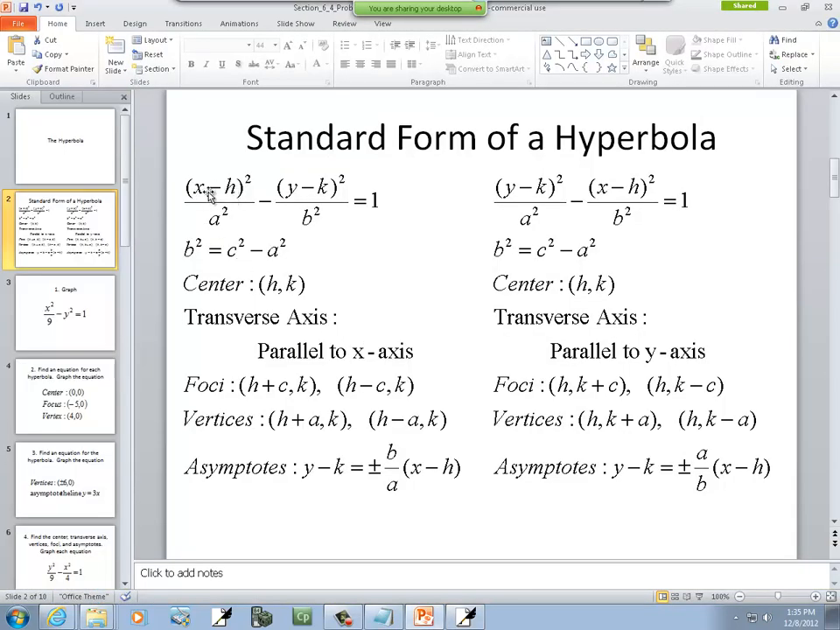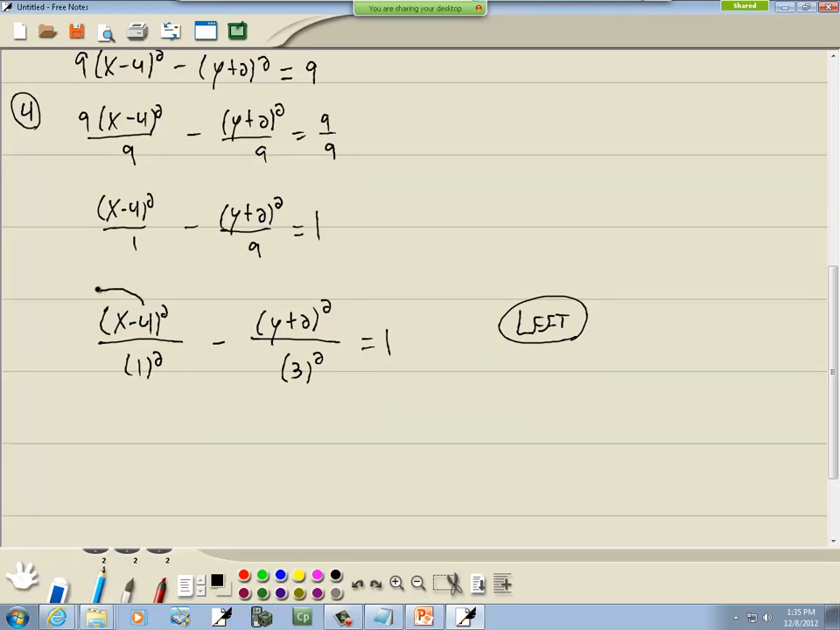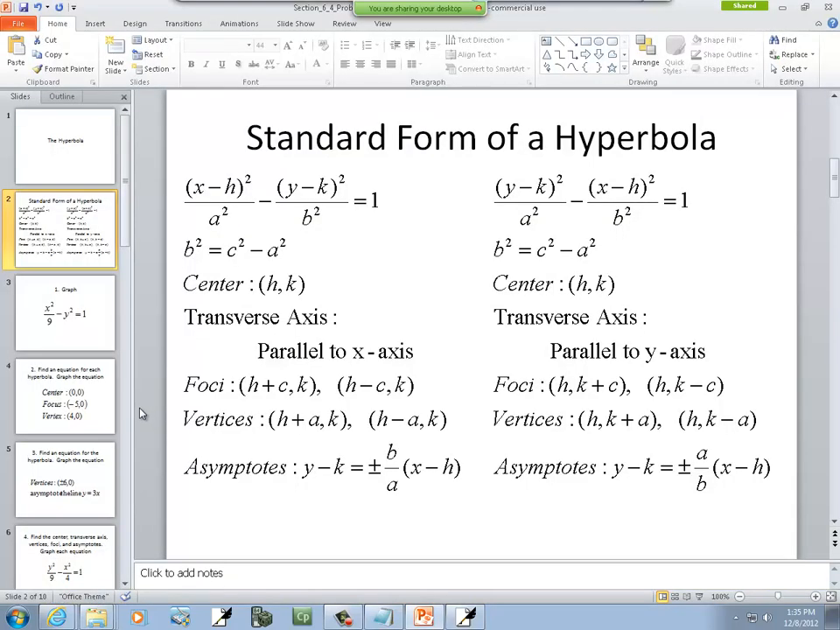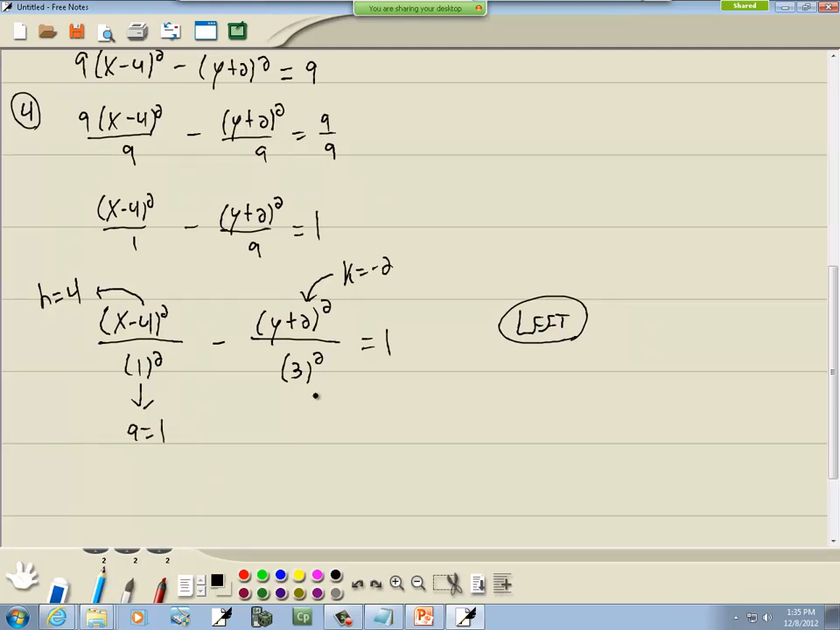And h is what goes with our x. It's opposite sign, so on this one, h would be 4. k is what goes with your y. It's opposite sign, which would be negative 2. This is our a, so a is 1. And this is our b, which is 3.